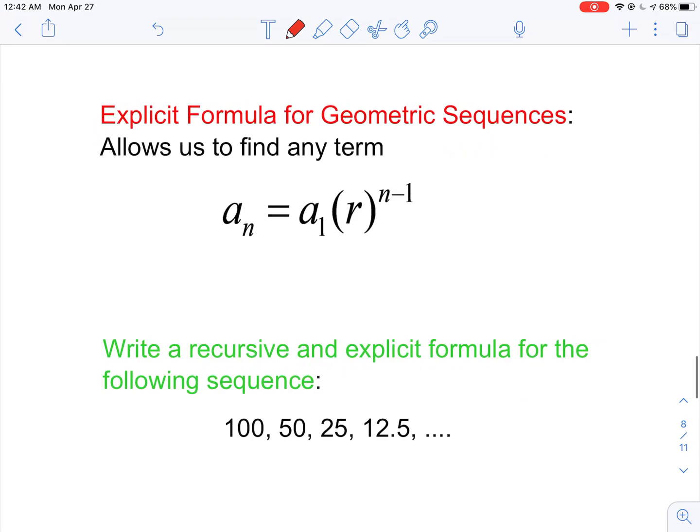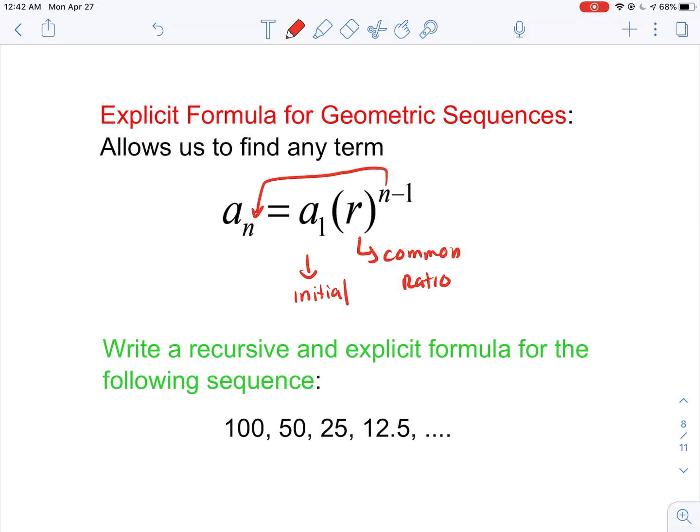So now we've talked a lot about arithmetic sequences. What about geometric sequences? Well, of course, there is an explicit formula for geometric sequence as well. And it follows this pattern. So we have a sub n is the term we're looking for. A sub 1 is the initial. R is our common ratio. And n is the term number.